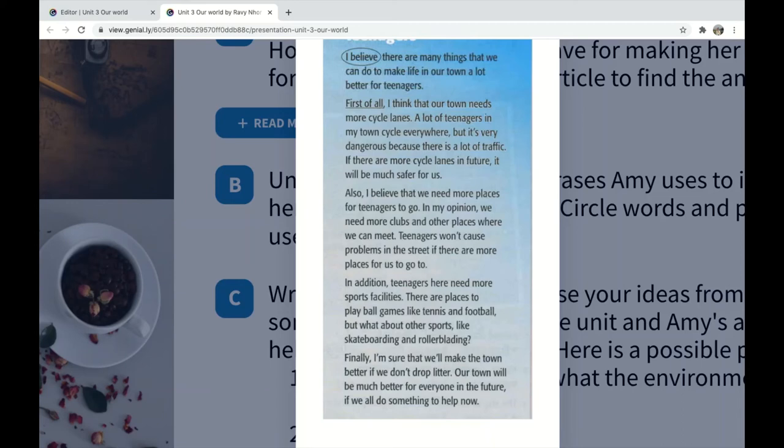Teenagers won't cause problems in the street if there are more places for us to go. In addition, teenagers here need more sport facilities. There are places to play ball games like tennis and football, but what about other sports like skateboarding and rollerblading? Finally, I'm sure that we'll make the town better if we don't drop litter. Our town will be much better for everyone in the future if we all do something to help now.